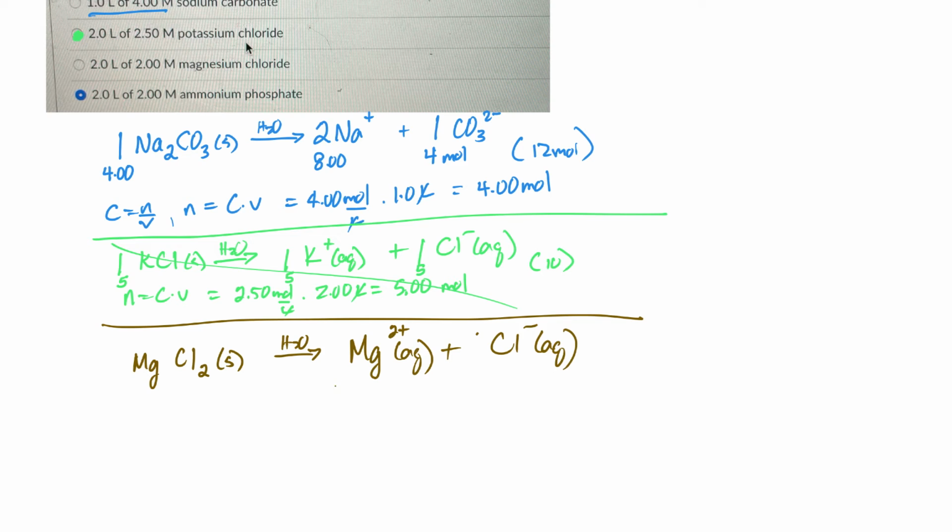And to balance, I need 2 there. So if I have one of these, it'll give me 1 of those and 2 of those. So let's see how much I have then. n is equal to C times V, concentration 2 moles per liter, times the volume is 2.0 liters. Multiply, that gives me 4 moles. So if I start with 4, I'm going to have 4 of these, and 2 times 4, that'll be 8 of those.